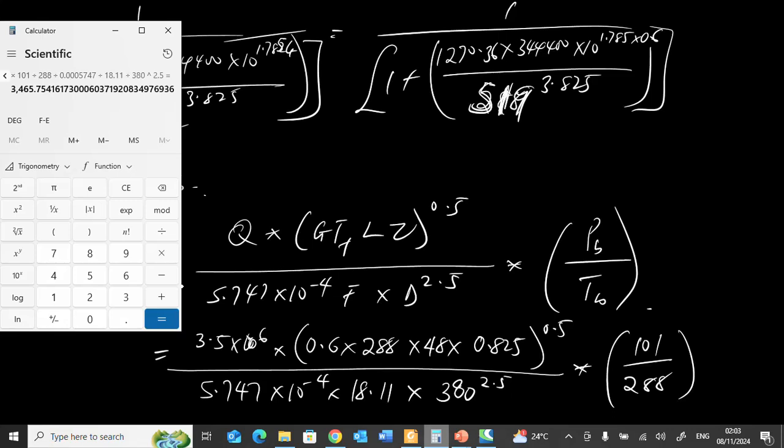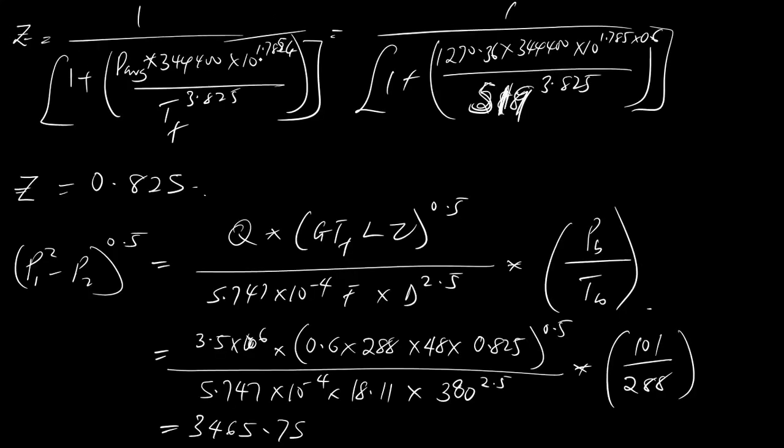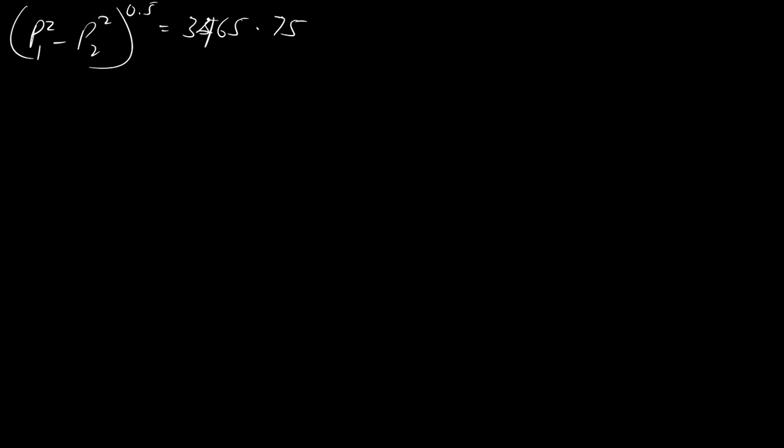So we have 3465.75. That means P1 square minus P2 square all raised to power 0.5 is equal to 3465.75.